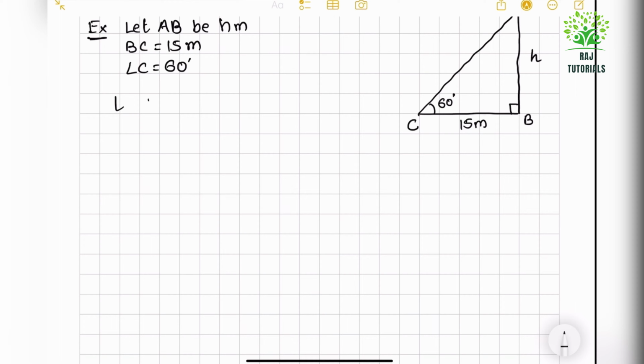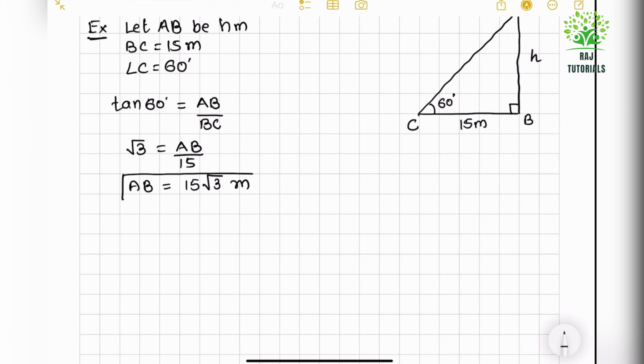Now I can use tan 60 equal to opposite, so AB or perpendicular, upon adjacent, that is BC. So tan 60 is root 3 equal to AB upon 15. So I can say the height of the tower or building, whatever it is, AB will be equal to 15 root 3 meter. So this is how you have to solve these sums.